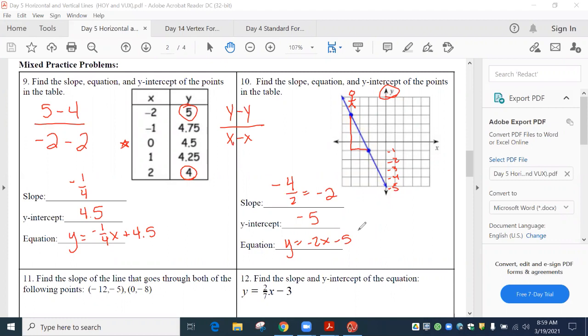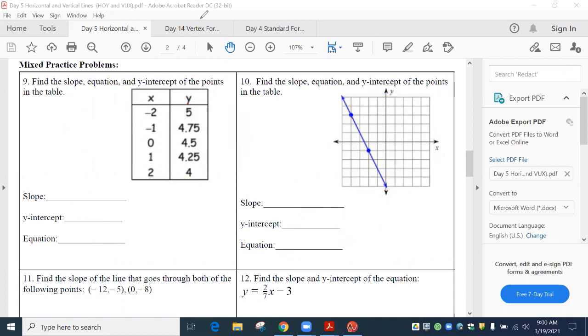Very good. So I wish there was a ton of that on the STAR. There's maybe 2 questions. I always tell people I'll take those 2 questions because they're nice and easy. So as we keep going, you'll see different HOY and VUX questions, just to keep it on our minds.